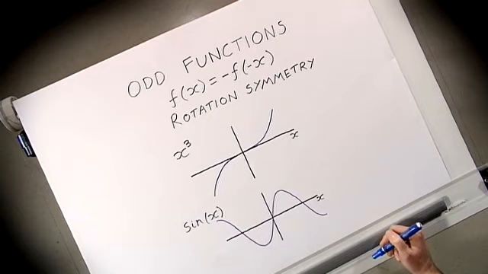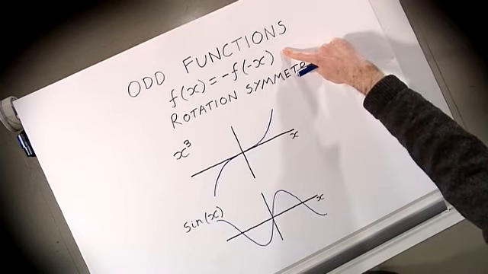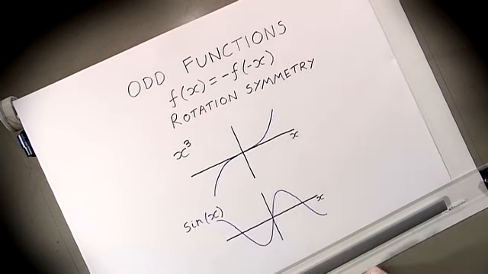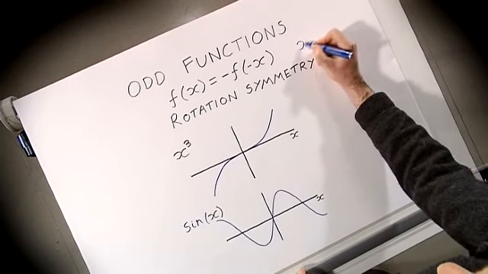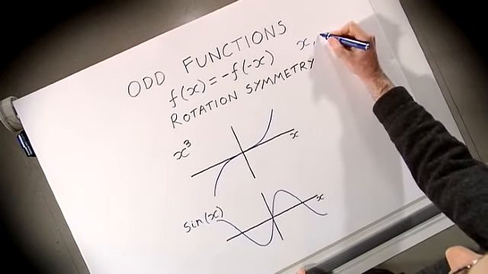The second type of symmetry that a function might have is a rotation symmetry, and a function with a rotation symmetry is said to be an odd function. So odd functions have the property that f of x equals minus f of minus x, and odd functions include odd powers of x, such as the functions x and the function x cubed.